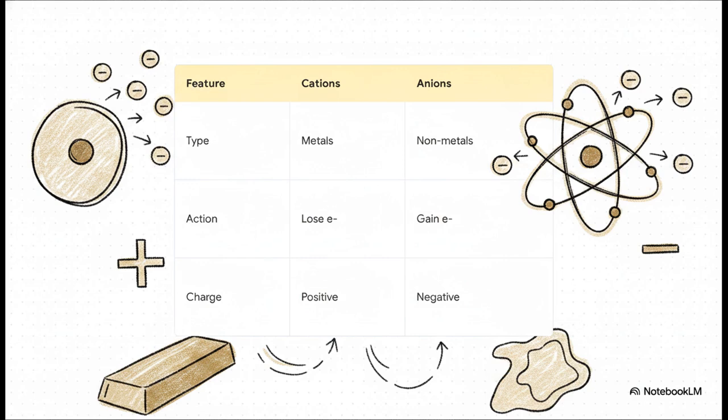Okay, you are definitely going to want to screenshot this summary table, because getting these terms mixed up is a remarkably common recurring error on exams. You've got to remember that metals lose electrons to become positively charged ions, which we call cations. Conversely, nonmetals gain those electrons to become negatively charged ions, known as anions. Seriously, just keep repeating to yourself, metals lose and become positive, nonmetals gain and become negative.